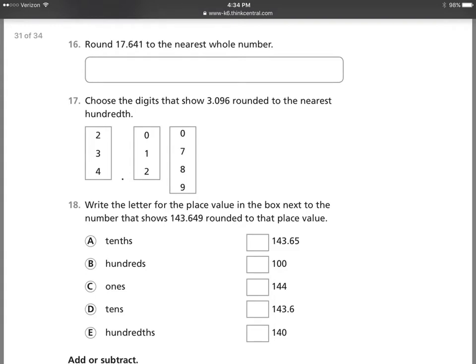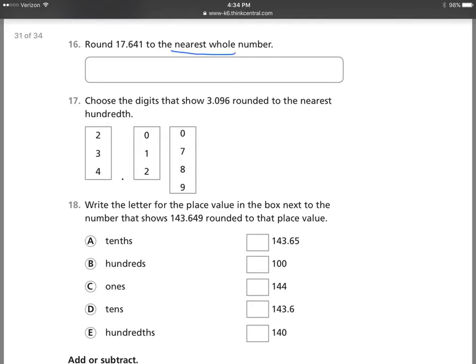Welcome to part 2 of the Unit 2 review, where we'll continue reviewing the Unit 2 test. We'll start with question number 16. Number 16 is a simple rounding problem. The first thing you always want to do when rounding is figure out which place value you're rounding to. And in this problem, it's asking you to round to the nearest whole number.